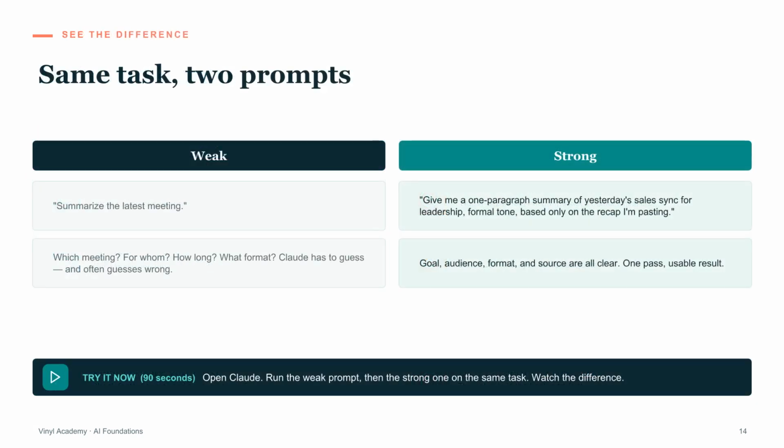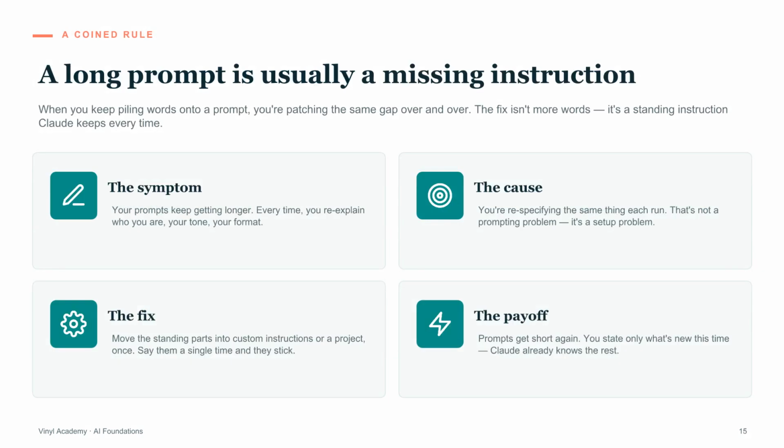Same task, 2 prompts. Watch the difference. Summarize the latest meeting. Which one? For whom? How long? It has to guess. Now the strong one. A 1-paragraph summary of yesterday's sales sync. For leadership, formal tone, based only on the recap. Goal, audience, format, source. 1 pass, usable result. Try it right now.